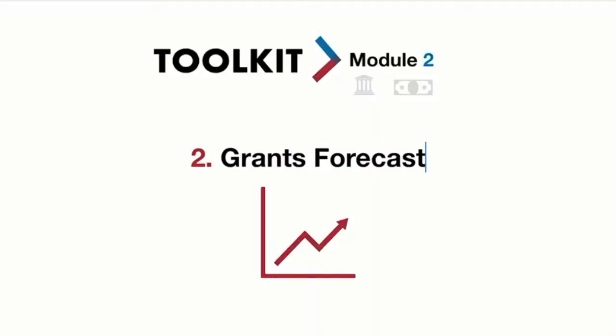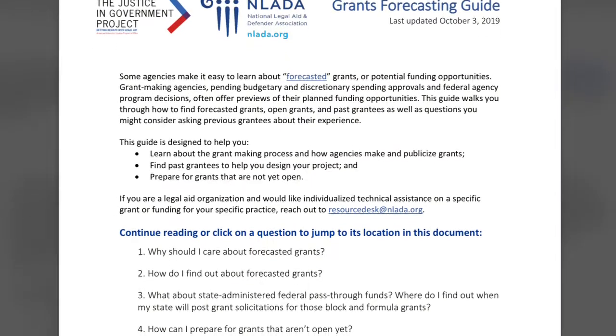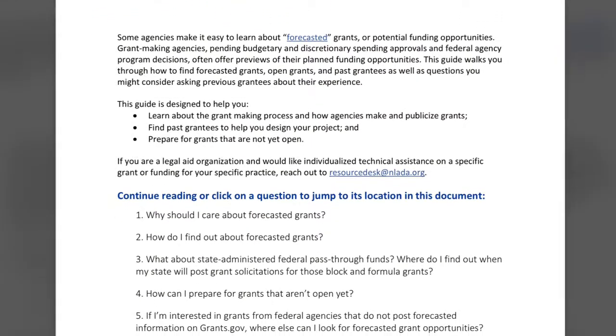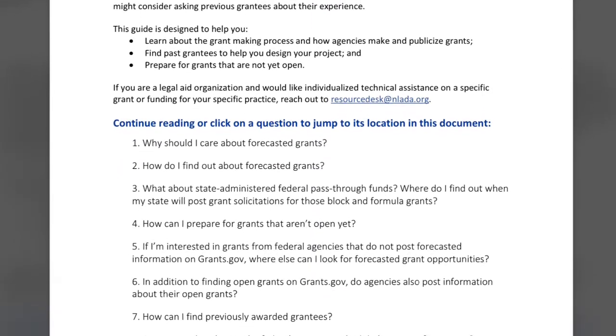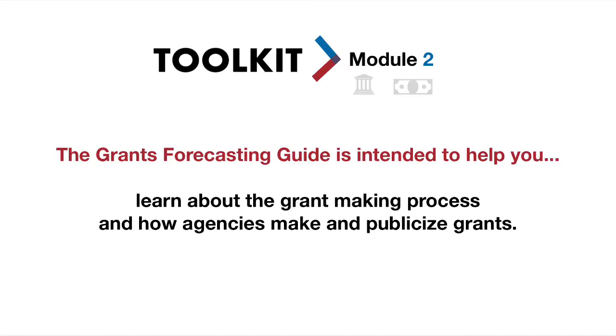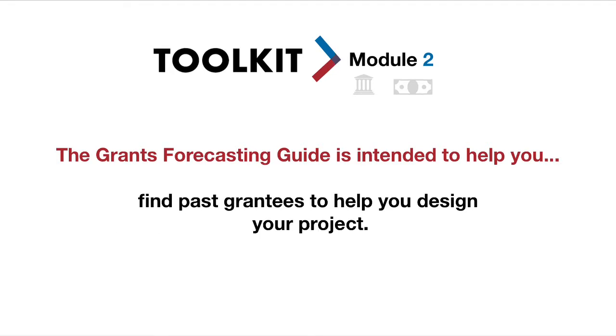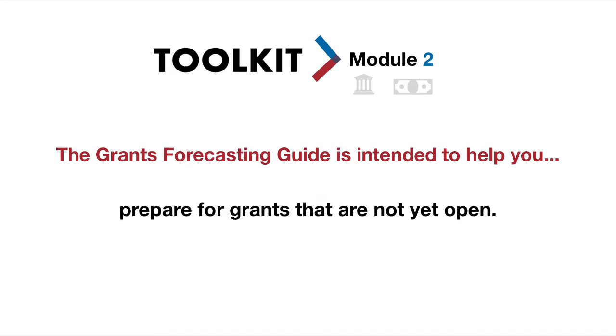Module 2 also has our Grants Forecasting Guide. This guide, created by the JGP in partnership with the National Legal Aid and Defender Association, has a threefold purpose. The guide is intended to help you learn about the grant-making process and how agencies make and publicize grants, find past grantees to help you design your project, and prepare for grants that are not yet open.